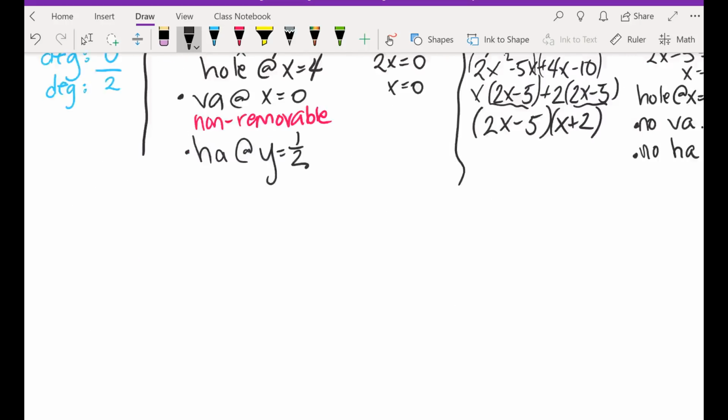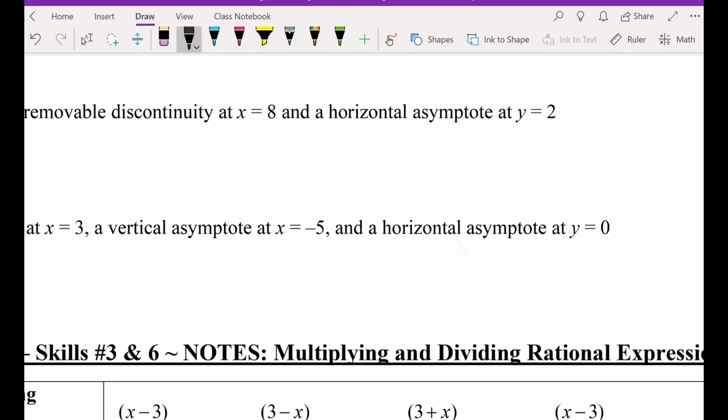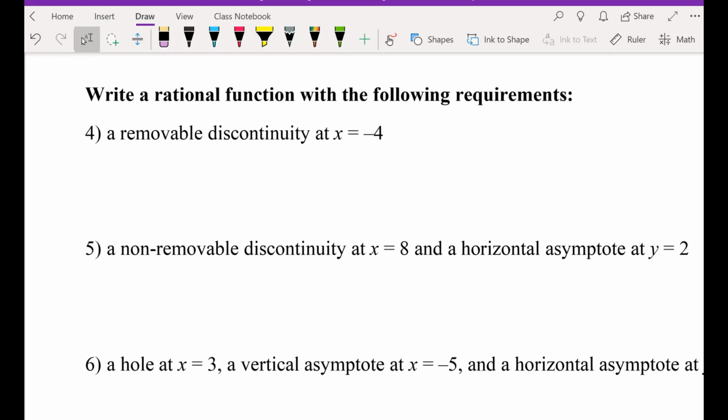Sweet, nice job, guys. All right, example number, scrolling. Oops, went too far, so sorry. Okay, so now we have to work backwards. We get to create our own. And this is a little bit unnerving for students sometimes because you will have different answers than the person next to you, and that's okay.